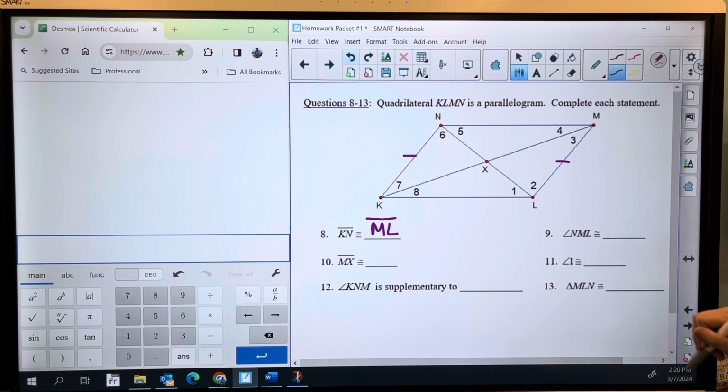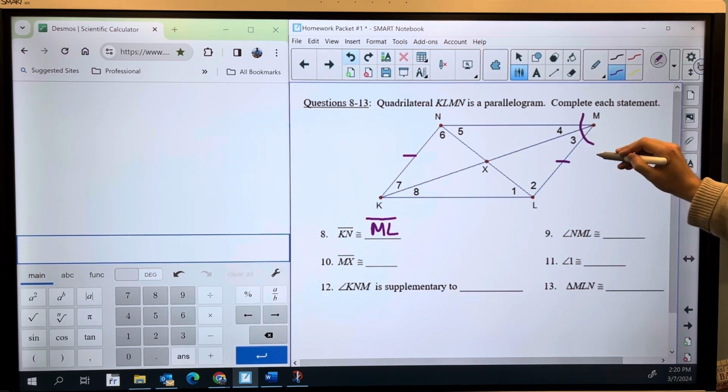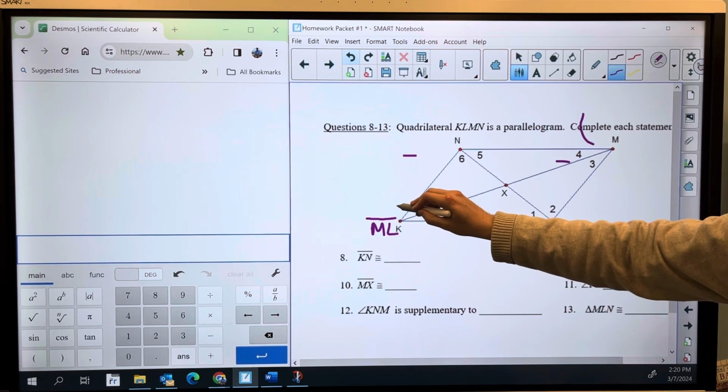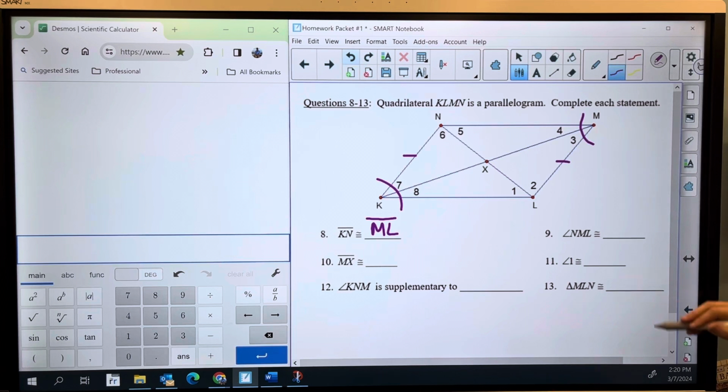Number 9, angle NML. All right, that whole angle right there is congruent to that opposite angle. Man, oh man, I'm struggling. Opposite angle over there, so we're going to call that one angle NKL. If you switch the order of those letters, that's just fine.